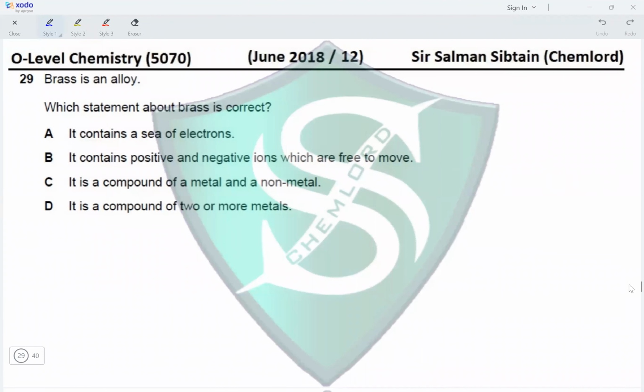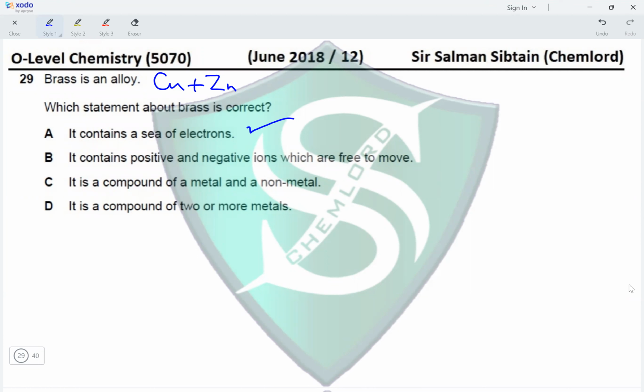Question 29. Brass is an alloy. Which statement about brass is correct? It contains a sea of electrons. Yes. Brass is made up of copper and zinc, and it is a mixture. So both are metals. So it will contain a sea of electrons because brass itself is a metal.